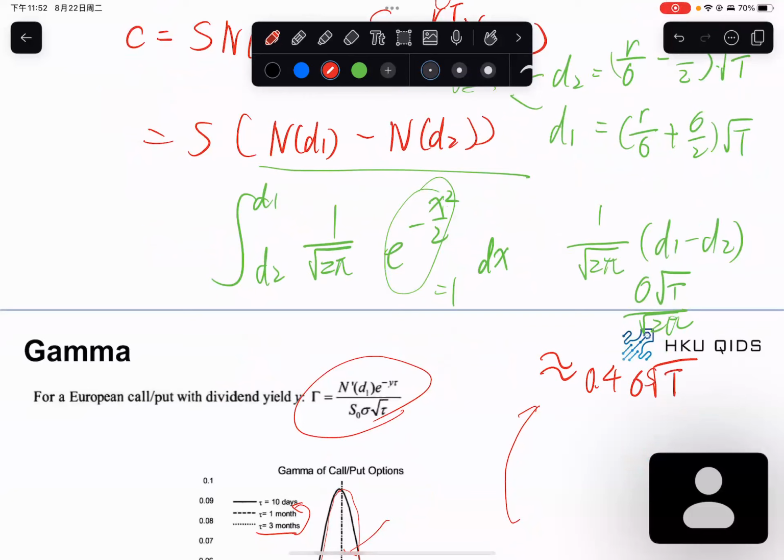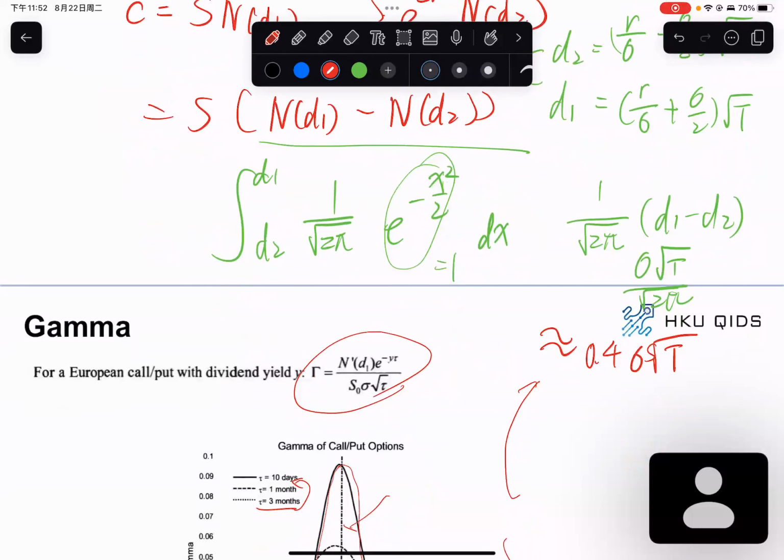As tau. Okay? So you get that? I think it's all for the delta part.